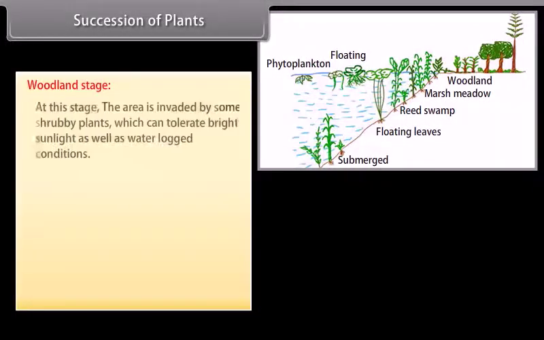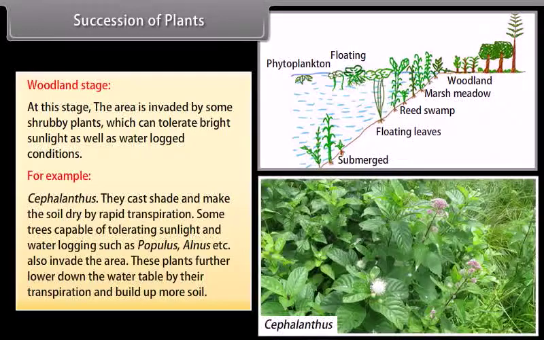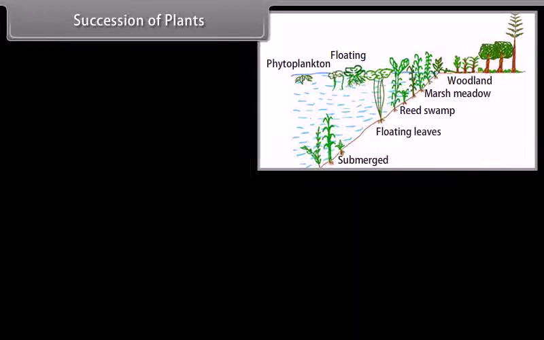Woodland stage. At this stage, the area is invaded by some shrubby plants, which can tolerate bright sunlight as well as waterlogged conditions. For example, Cephalanthus. They cast shade and make the soil dry by rapid transpiration. Some trees capable of tolerating sunlight and water logging, such as Populus, Alnus, etc., also invade the area. These plants further lower down the water table by their transpiration and build up more soil.